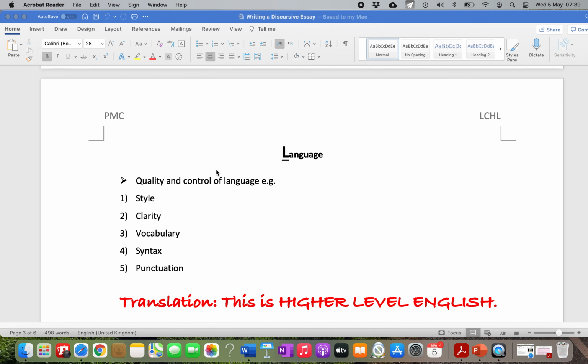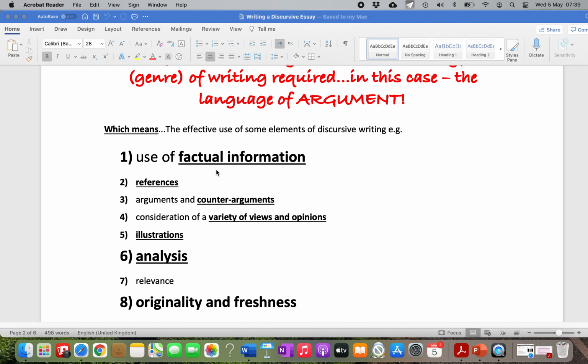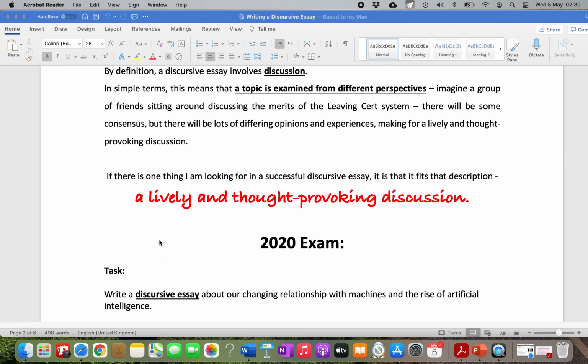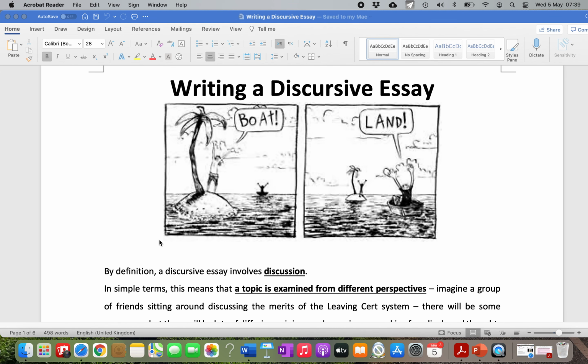That's what the examiner means when they say analysis and illustrations. Tease out your points, think about their relevance to the question under discussion, show the examiner that you have an analytical mind. Okay, so that's the basic rules for writing an effective discursive essay.